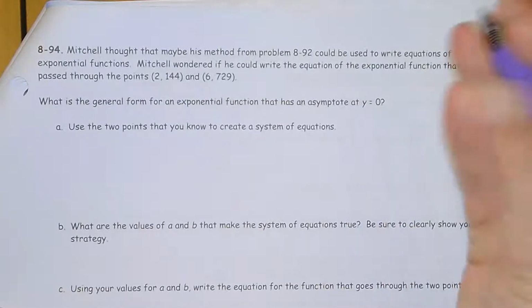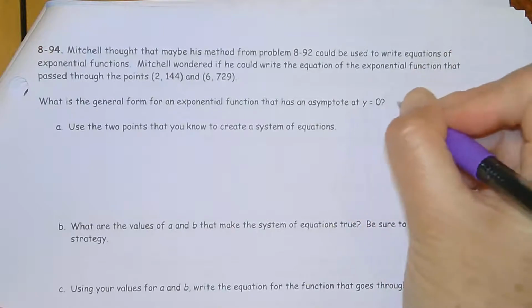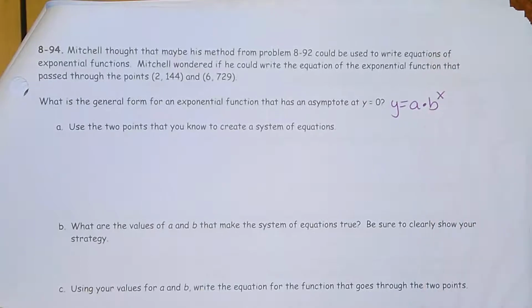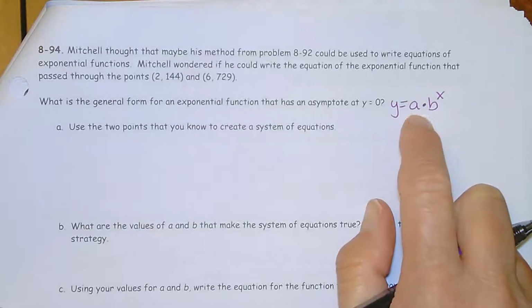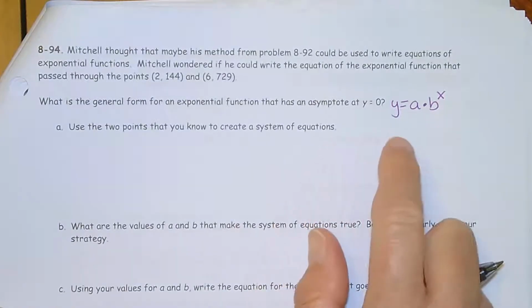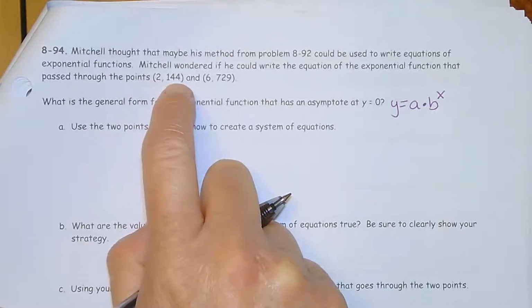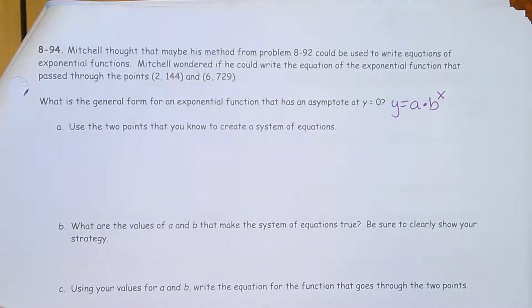Okay, so our equation for all exponentials with an asymptote at y equals 0 is y equals a times b to the power x. Okay, all of our equations of exponentials are going to be y equals a, which is our start, our 0, times b, which is our multiplier, to the power x. So this is kind of like the notes we did the other day. We're going to be substituting in (2, 144) in for the x and y and get one equation, and (6, 729) into the x and y and get a second equation.